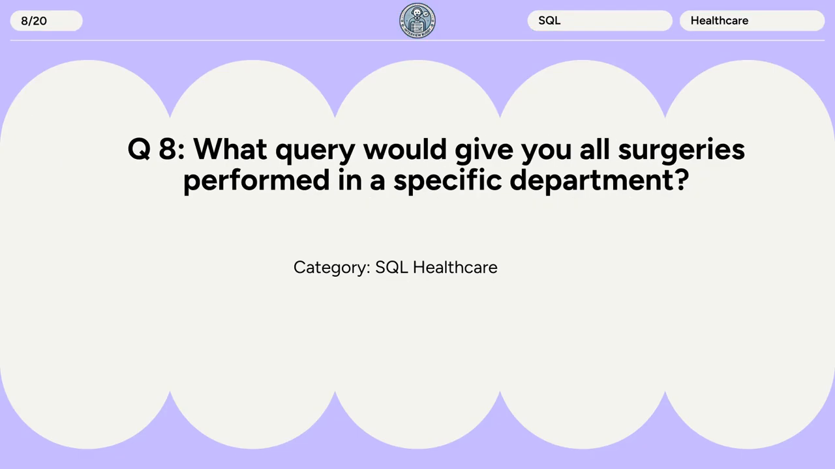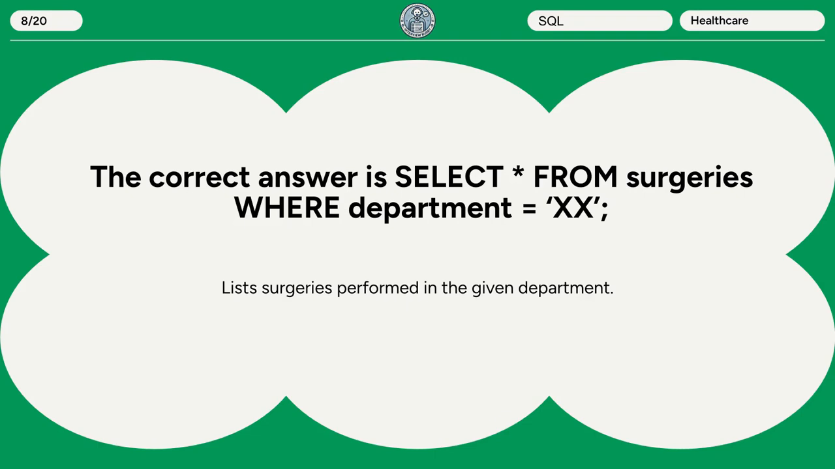Question 8. What query would give you all surgeries performed in a specific department? The correct answer is: SELECT * FROM surgeries WHERE department = XX. Lists surgeries performed in the given department.